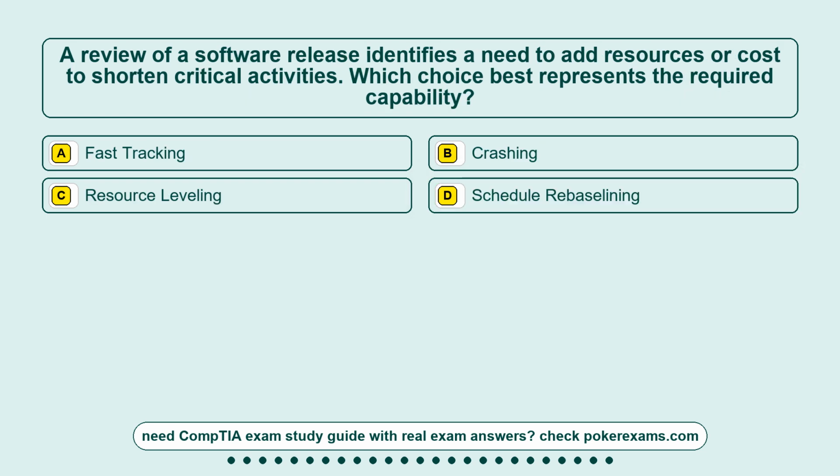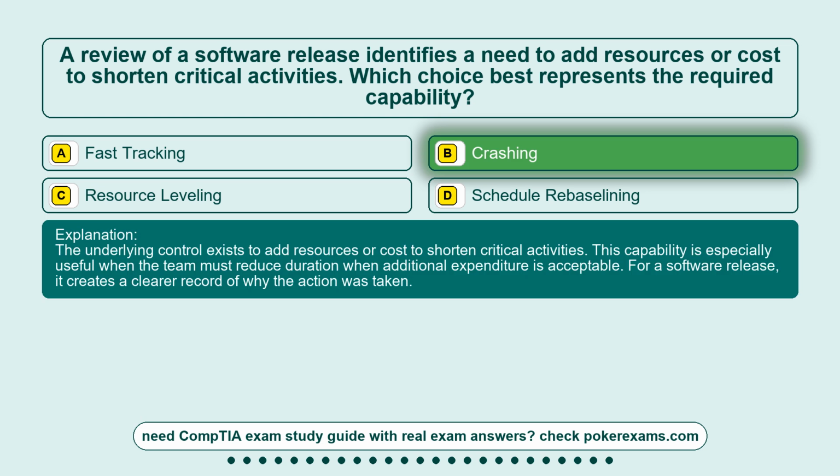Question 24. A review of a software release identifies a need to add resources or cost to shorten critical activities. Which choice best represents the required capability? Option A, fast tracking. Option B, crashing. Option C, resource leveling. Option D is schedule rebaselining. The correct answer is option B, crashing.